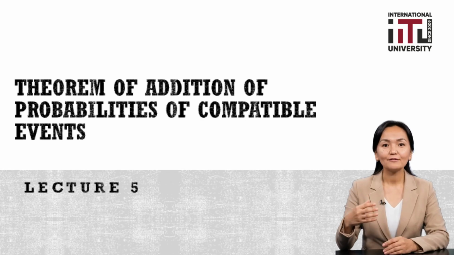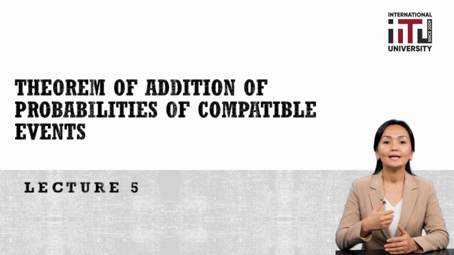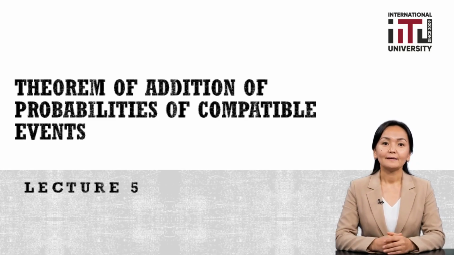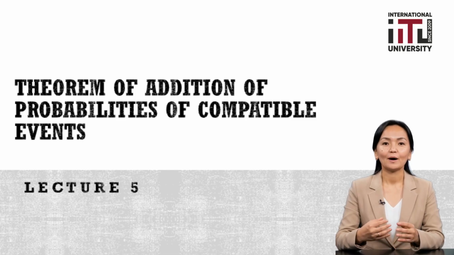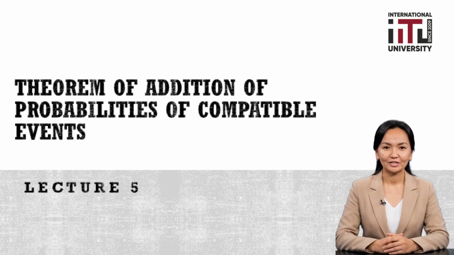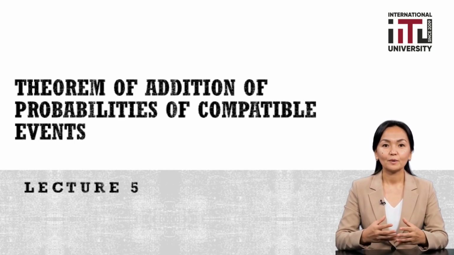Welcome to Lecture 5 of our Probability Theory course. Today we're going to explore an important and practical topic, the theorem of addition for compatible events. In our previous lecture, we learned how to add probabilities for incompatible events, where the occurrence of one event excludes the other. But what happens when events can occur together?